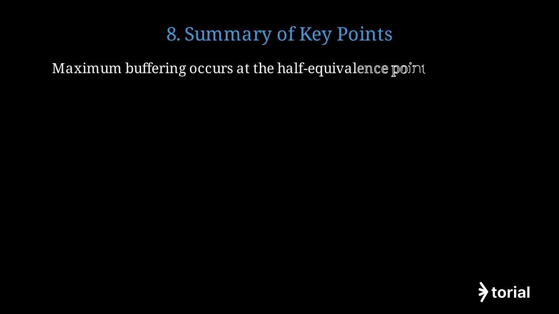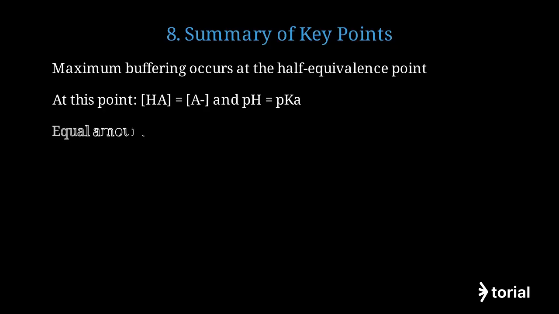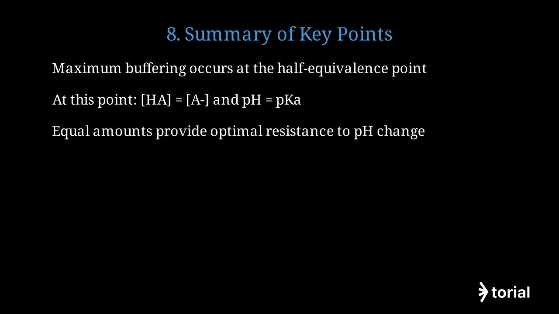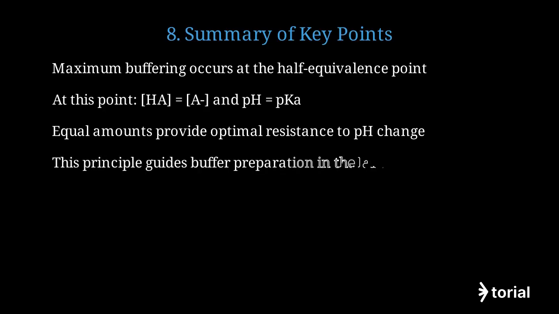Let's summarize the key concepts about maximum buffering capacity. Maximum buffering capacity occurs precisely at the half equivalence point of the titration. At this point, the weak acid and conjugate base concentrations are equal, and pH equals pKa. Equal amounts of acid and base forms provide the optimal resistance to pH changes from added acids or bases. This fundamental principle guides chemists in preparing effective buffer solutions for various applications.